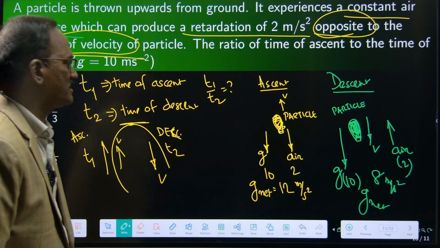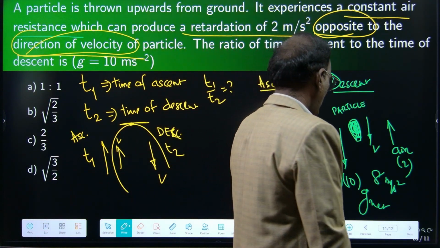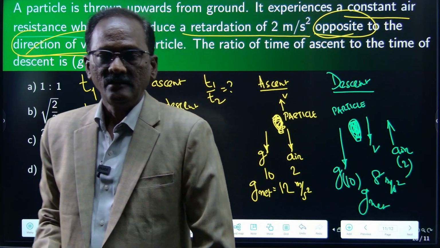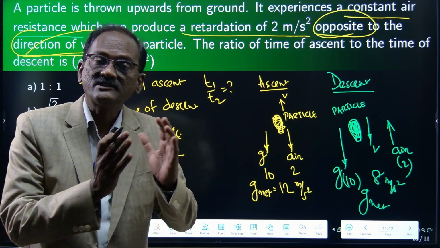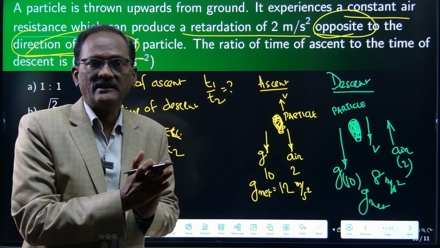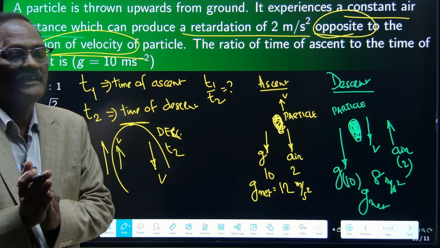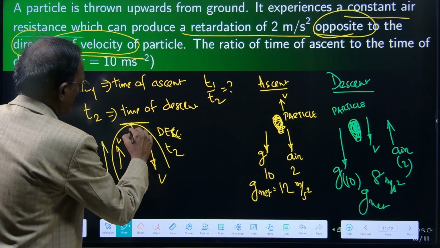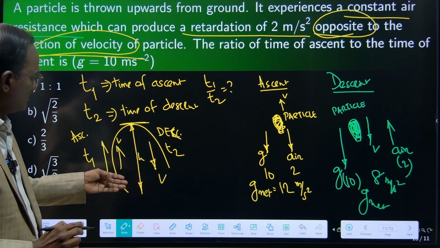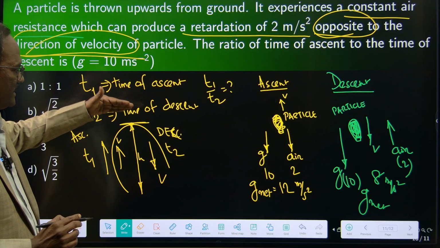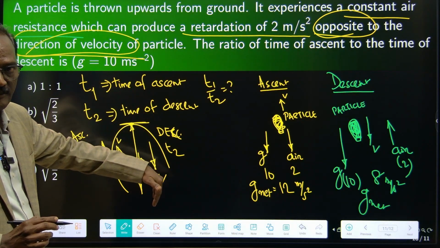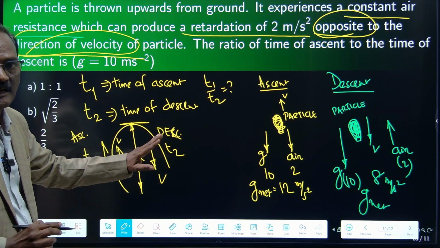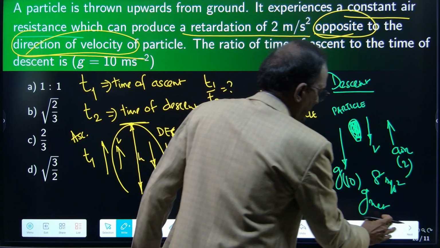So this is the point we must use in this problem very carefully. The ratio T1 by T2 is asked. So let us relate T1 with which value? T1 has to be related with some value, and that value is related with T2 also. The common term is h. Height is common. The particle is thrown up, it reaches some height, then it is coming down. So the h is common for both ascent and descent. So we have to relate the h value.